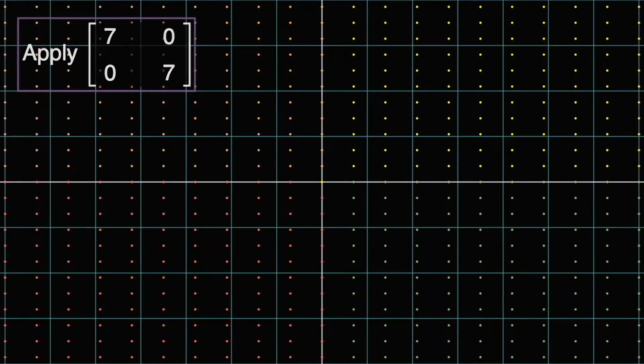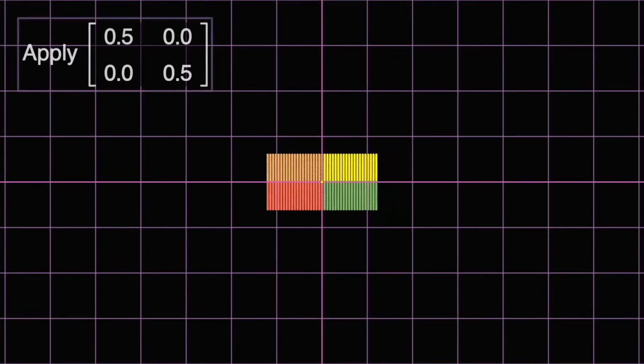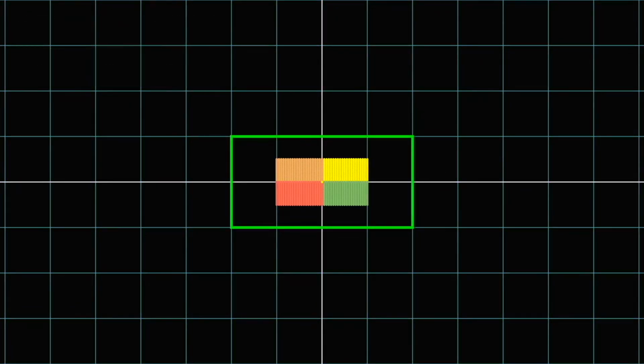Oh, this one seems to be moving our dots even more aggressively outwards. So zoom in now, and we still see the contour of the rectangle, and the ratio of width versus height still remains the same. How about when the numbers on the diagonal line are less than 1? We see our dots moving inwards, and the border of the dots still forms a rectangle.